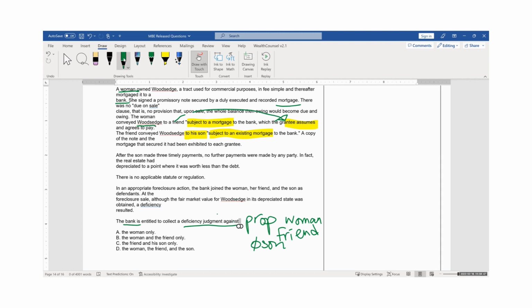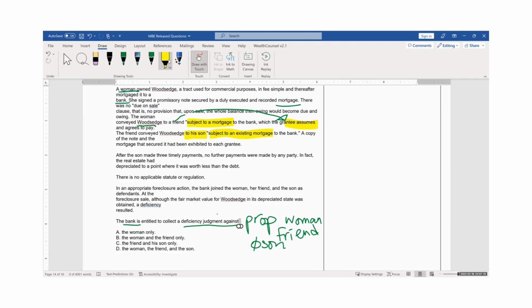The fact pattern goes on to say, after the son made 3 timely payments, no further payments were made by any party. In fact, the real estate had depreciated to a point where it was worth less than the debt. There is no applicable statute or regulation. In an appropriate foreclosure action, the bank joined the woman, her friend, and the son as defendants, and the foreclosure sale, although the fair market value for Woodsage in its depreciated state was obtained, a deficiency resulted.